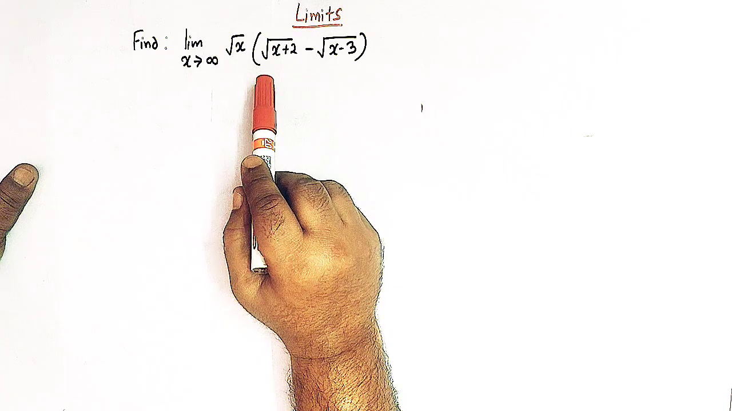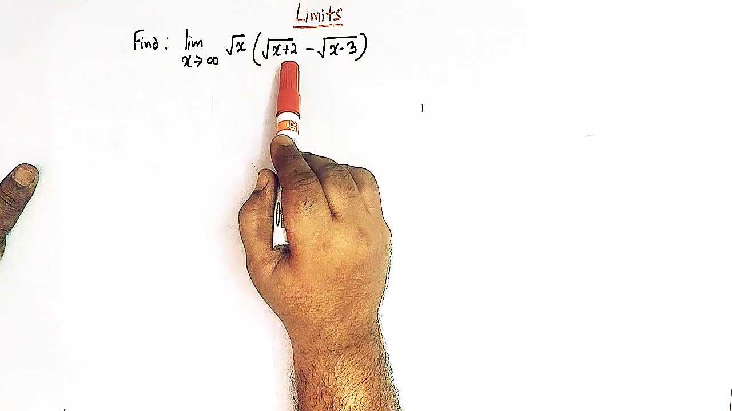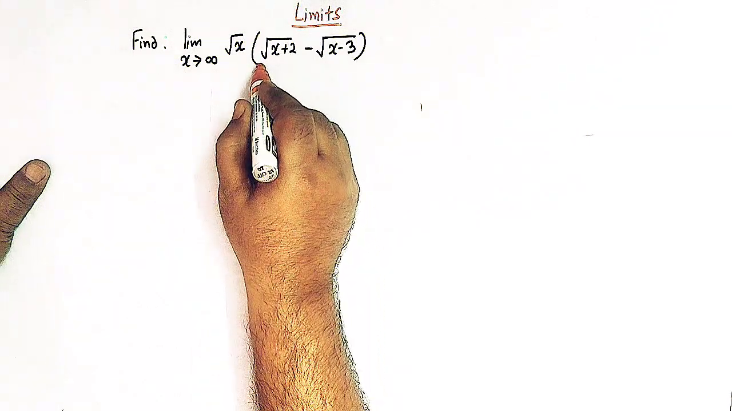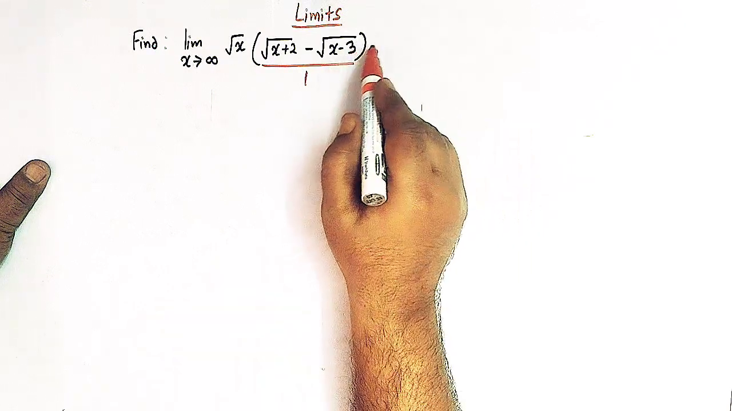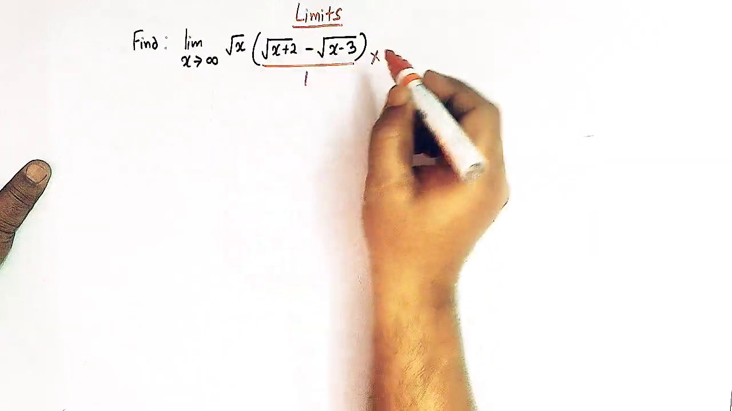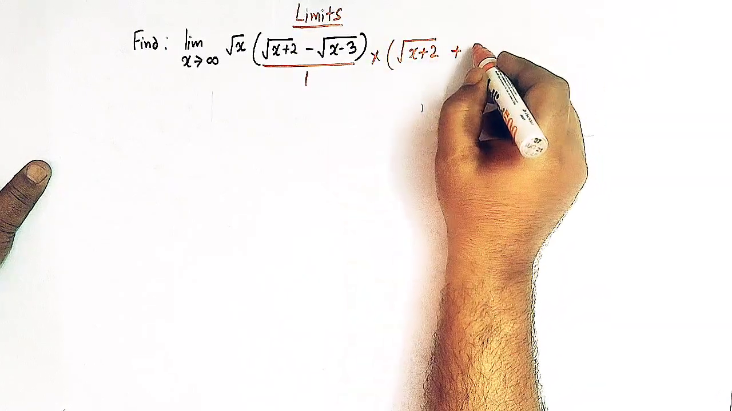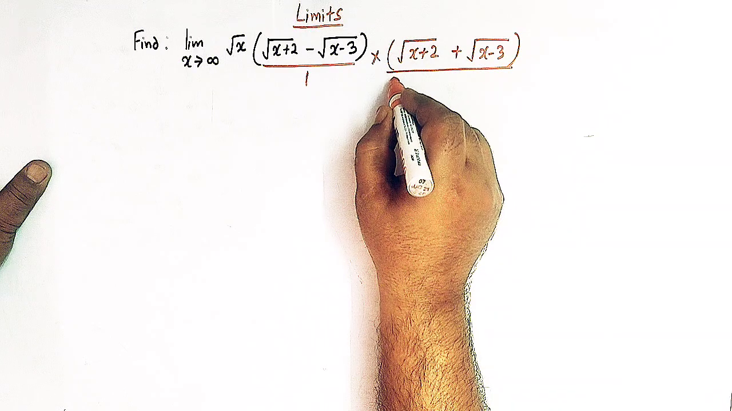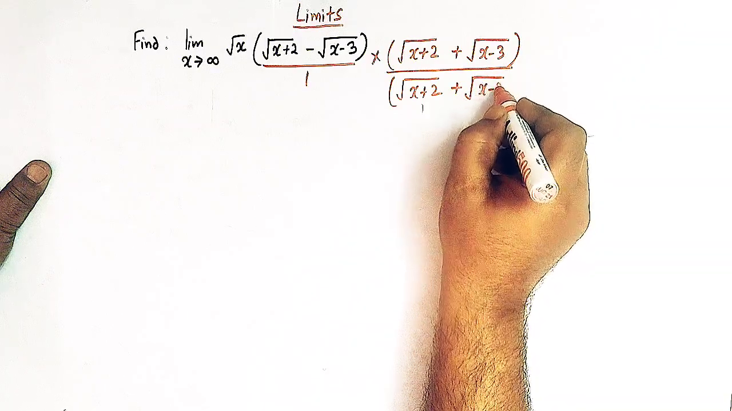of rationalization. To rationalize this term, that is square root of x plus 2 minus square root of x minus 3, we'll assume 1 in the denominator, and multiply the numerator and denominator by this term with the positive sign. So here we have square root of x plus 2 plus square root of x minus 3, and in the denominator we have square root of x plus 2 plus square root of x minus 3.